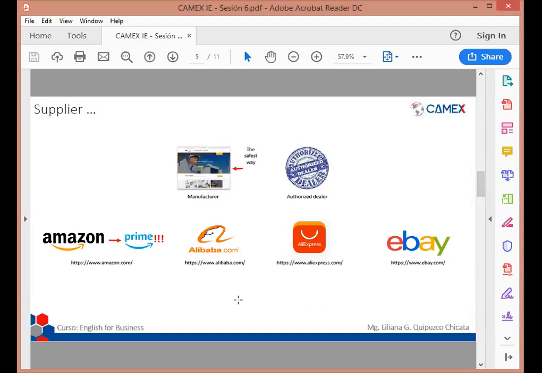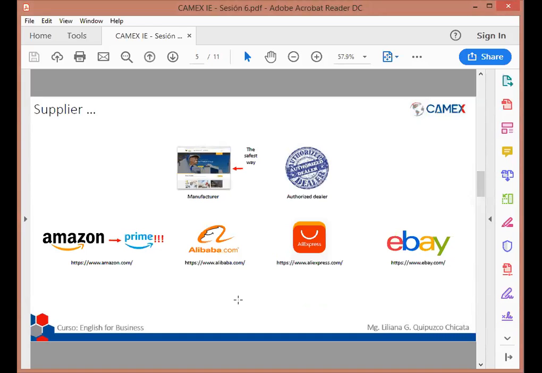Now, where can I find suppliers? For example, if I am in Peru, the suppliers that I could find could be a manufacturer. So who can be a supplier? In this case, a supplier can be a manufacturer. A manufacturer is the person that is going to make the products, who is going to get the raw material, process it, and sell a finished product.